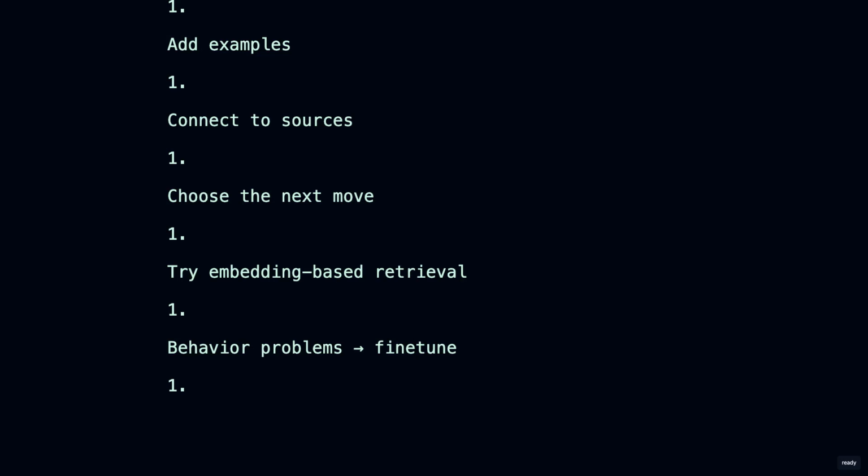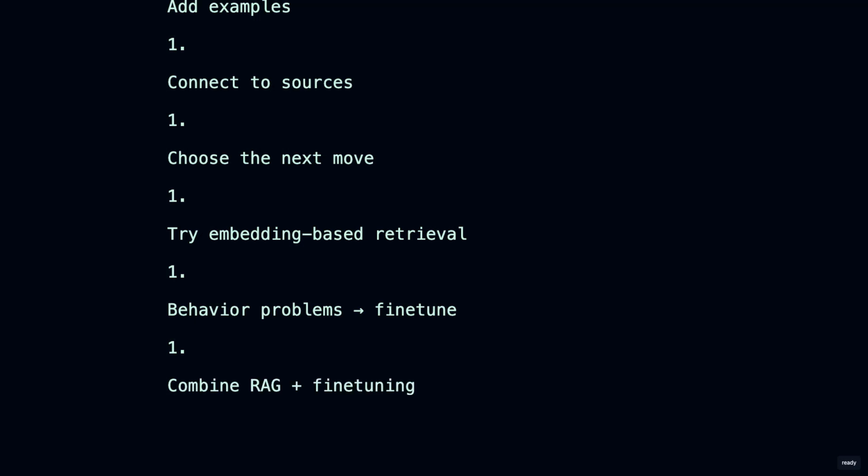Another possibility is to combine techniques rather than choosing just one. Once the simpler options plateau, hybrid approaches can be worth testing. Using both methods can unlock more performance than either one alone. Retrieval adds facts at answer time, and fine-tuning shapes how the model uses them.